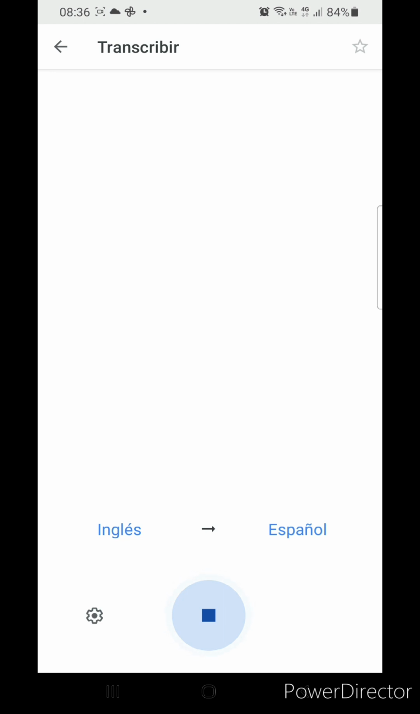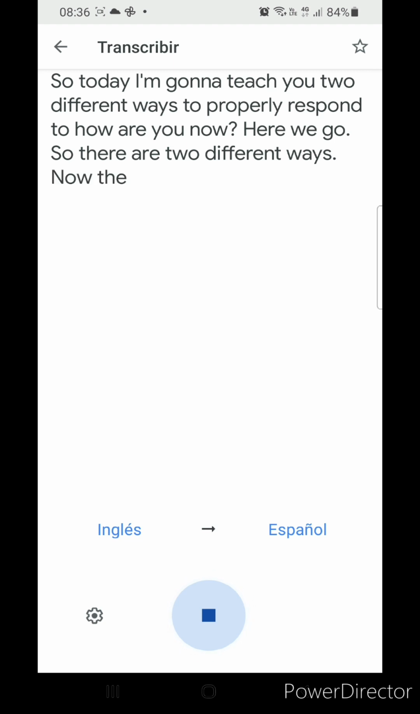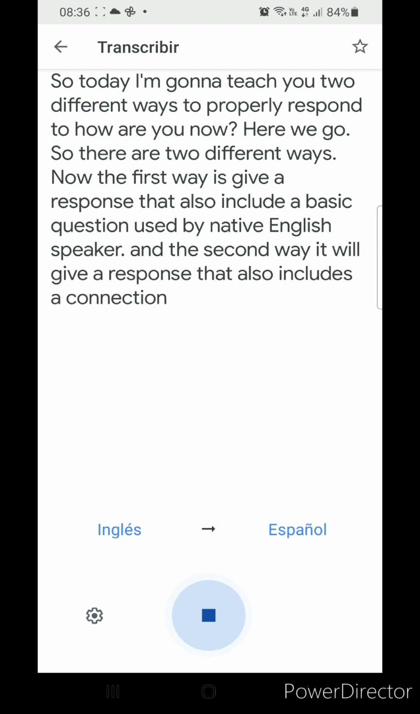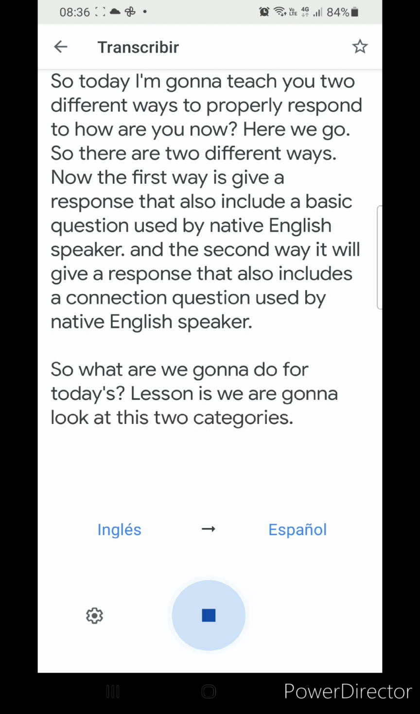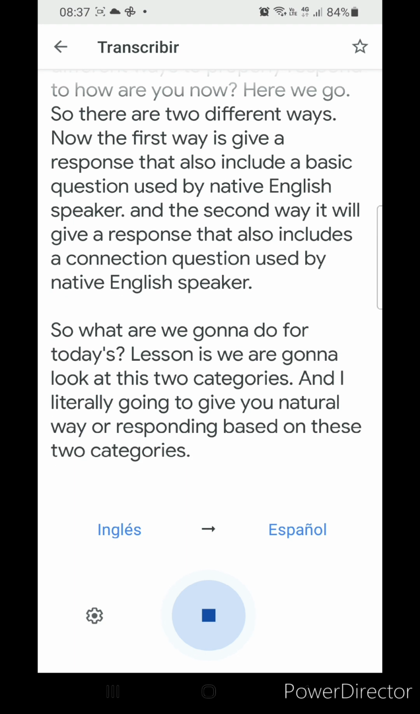So, today I'm gonna teach you 2 different ways to properly respond to how are you now. Here we go. So, there are 2 different ways. Now, the first way is give a response that also includes a basic question used by native English speakers. And the second way is to give a response that also includes a connection question used by native English speakers. So, what we are gonna do for today's lesson is look at these 2 categories, and I'm literally going to give you a natural way of responding based on these 2 categories. So let's go to the first category.